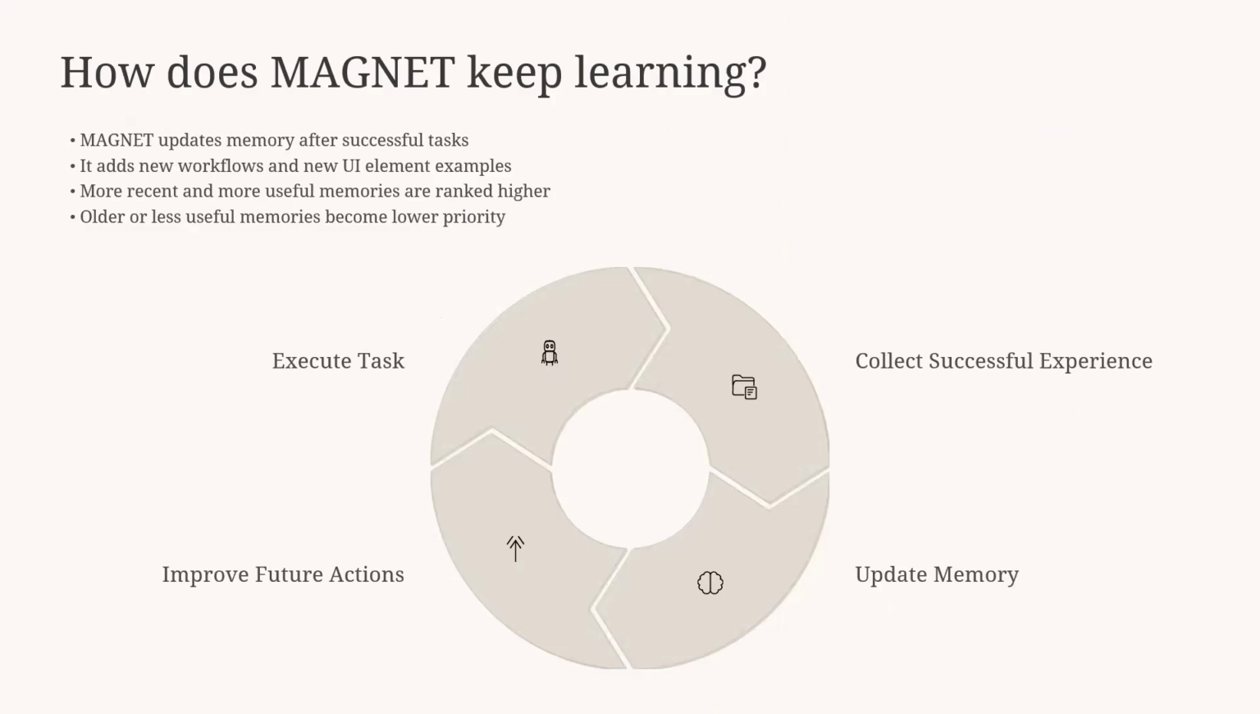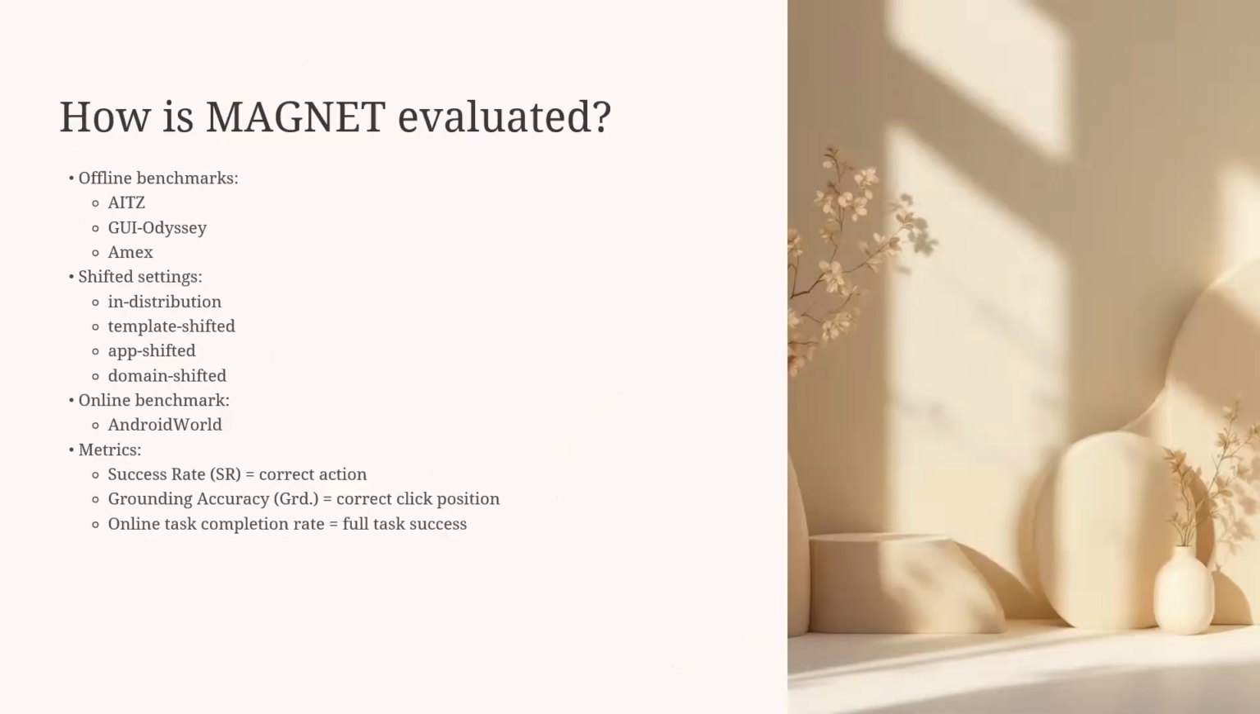How Magnet keeps learning. There is another important part in this research paper, which is dynamic memory evolution. Magnet does not keep the memory fixed. After each successful task, it updates memory by adding new workflows and new UI examples. More useful and more recent memories are given high priority. Older or less useful memories move lower in priority. So the agent keeps improving from past experiences instead of staying static.